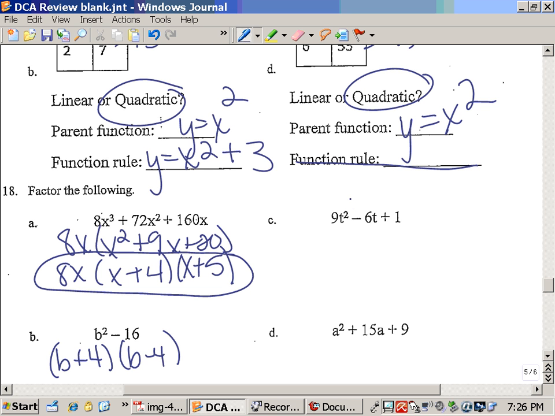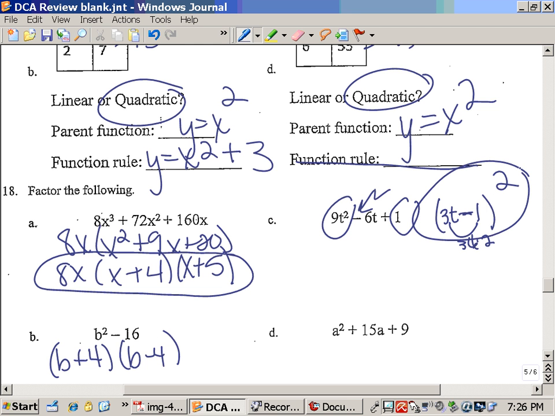On c, I notice that these are perfect squares, so I'm going to see if I can make it a perfect square trinomial. Since this is a minus, this is a minus. The square root of 9t squared is 3t. The square root of 1 is 1. Now I need to check for the 6t. 3t times 1 is 3t, and then double that, and that gives me 6t. There's my final answer.